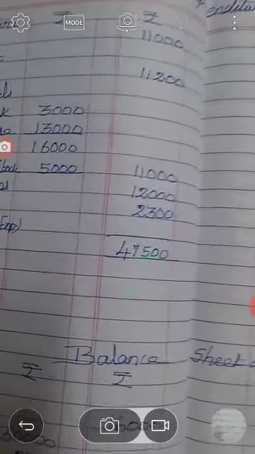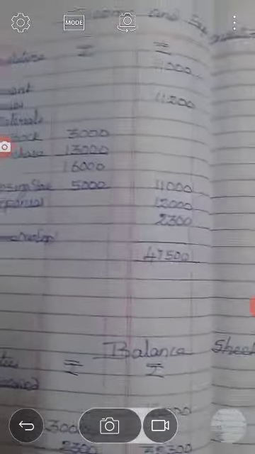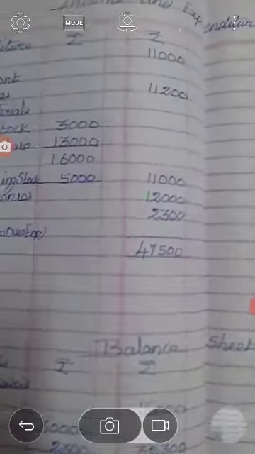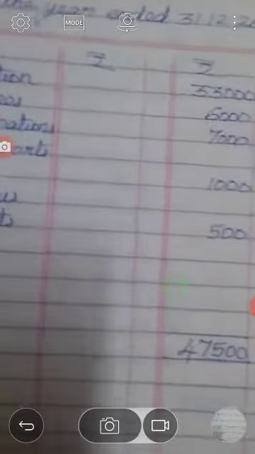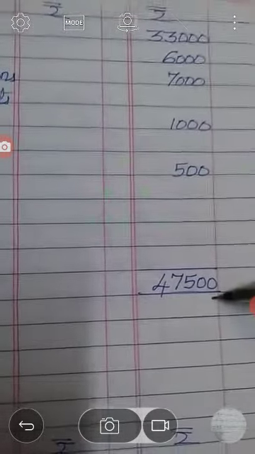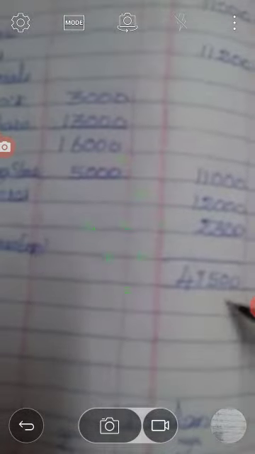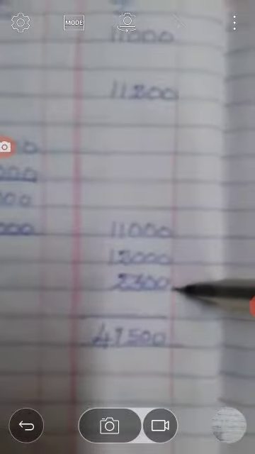So here the balance amount can come on either side. If the balancing figure comes on the debit side, it is a surplus. If the balancing figure comes on the credit side, it is a deficit. So here, if you see, the total is higher on the debit side than the credit side. If we add everything, it is 47,500. So it should be carried forward on the debit side of the expenditure side. So 47,500. When we balance, 2,300 is the balance amount. So the balance amount comes on the debit side. So we can call it a surplus.